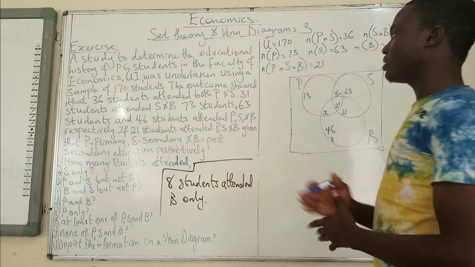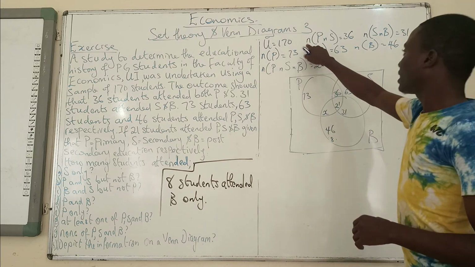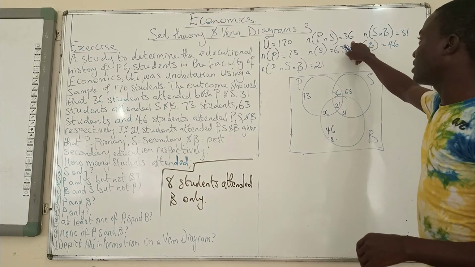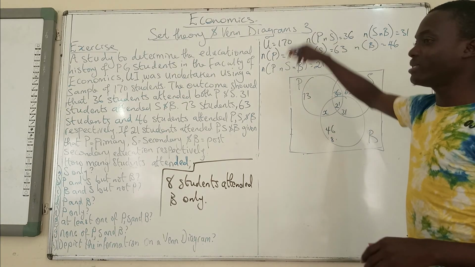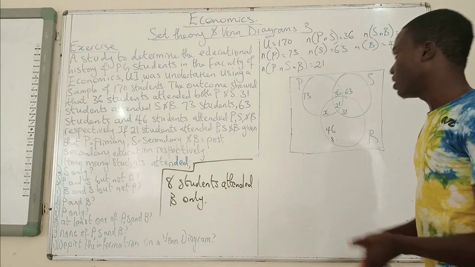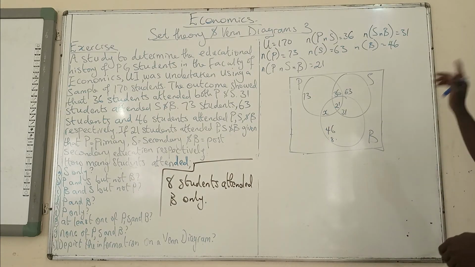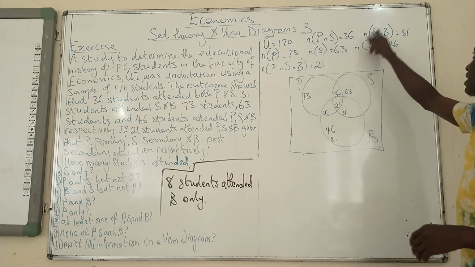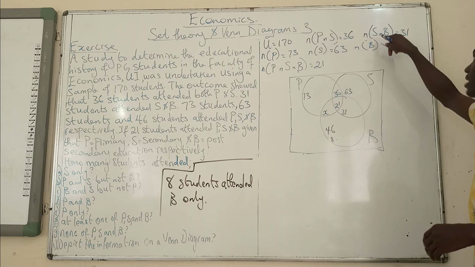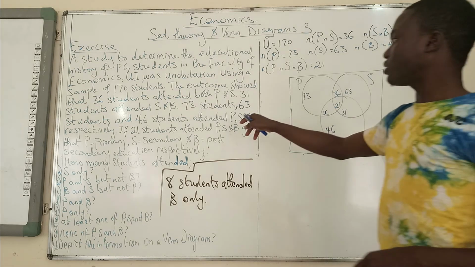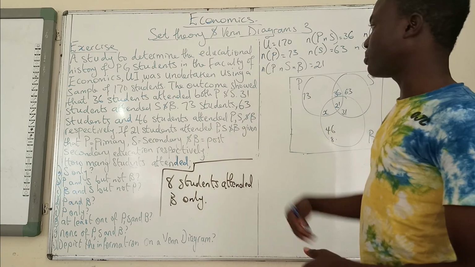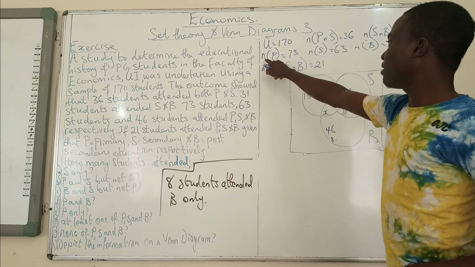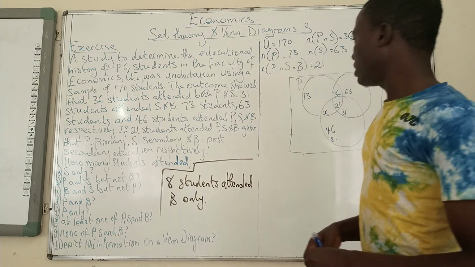Now, the outcome showed that 36 students attended both P and S, so we call that cardinality of P intersection S equals 36, attended this and this. This is more or less the number of those that did P and S, but it's called cardinality actually. Now the next is 31 attended S and B. So the cardinality of people who attended S and B, S intersection B, is 31. Then 73, 63 and 46 attended P, S, and B respectively. Since it is respectively, that means 73 students attended primary education, so you have cardinality of P equals 73. And what's next?